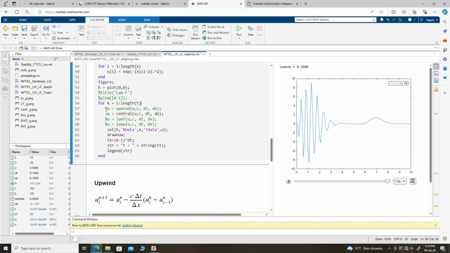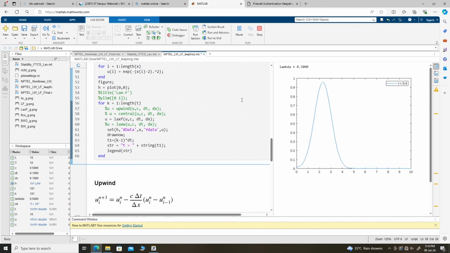So this is how the central differencing scheme behaves. Let us go and look at the Lax-Friedrichs scheme. As we know, it is a very dissipative scheme, and that is observed here. You can see how it is attenuating. Let me just fix the y limit here.